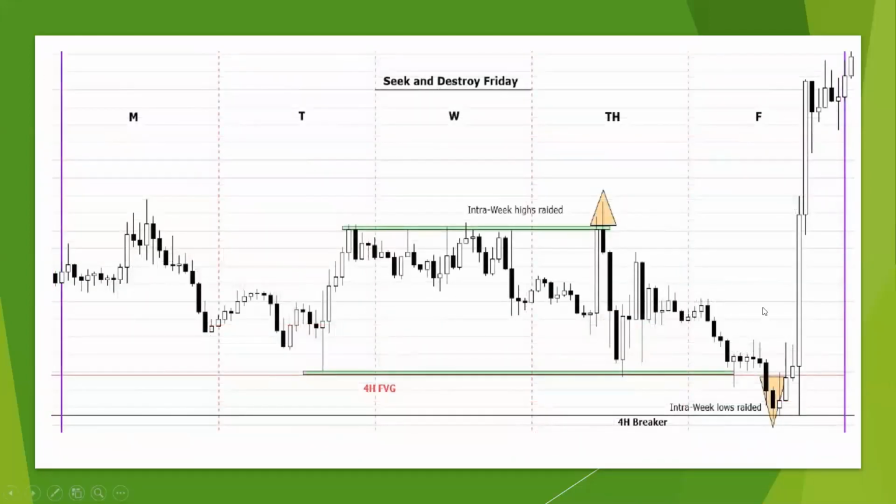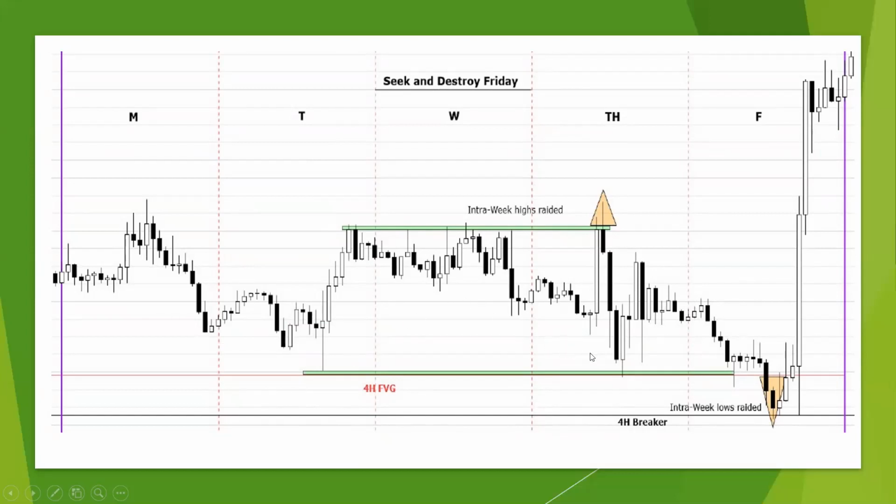Yeah, there we go. So price will run these lows here, right? And tap into this 4-hour breaker. Now, this is also a daily rejection block right here. However, for me personally, I would prefer to take it off of a bullish breaker than just a rejection block, as sometimes rejection blocks can just be ran out and continued through.